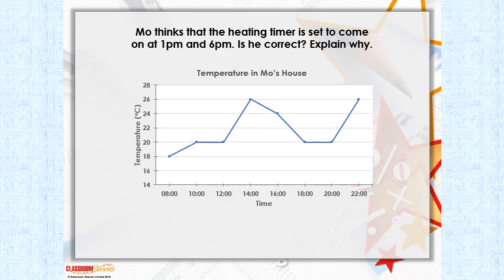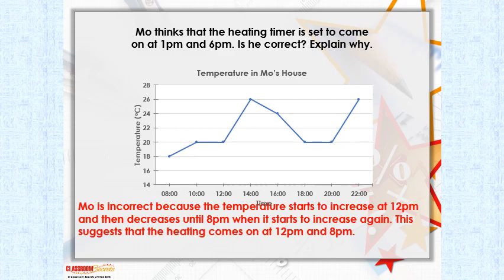Pause point here, and you're going to interpret this temperature in Mo's house line graph and decide whether or not he is correct, but you need to explain why. Mo is incorrect because the temperature starts to increase at 12 p.m. and then decreases until 8 p.m. when it starts to increase again. This suggests that the heating comes on at 12 p.m. and 8 p.m.